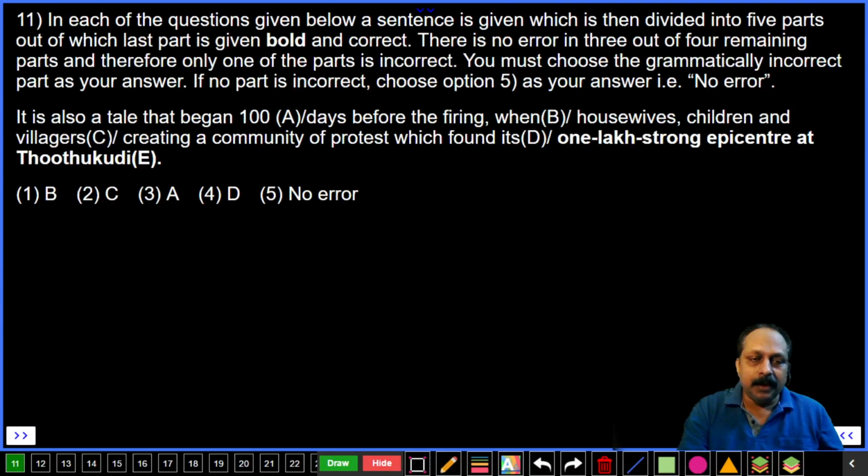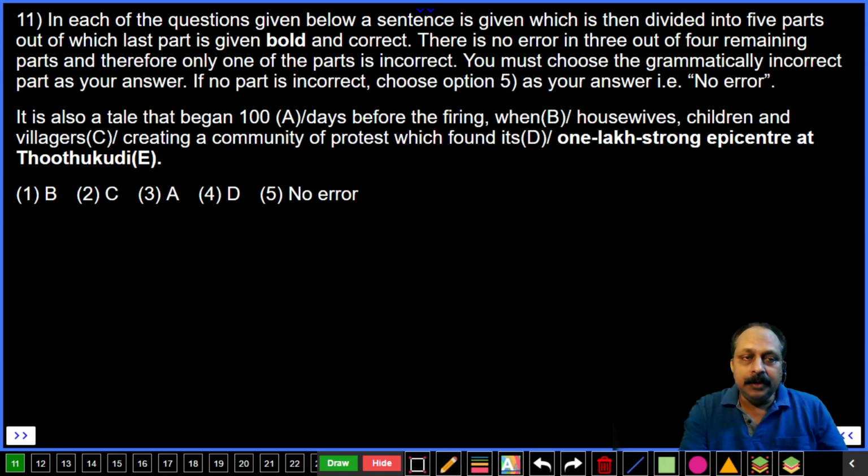The 10 questions about the passage. Now let us go to questions 11 to 15. I'll read the instructions. In each of the questions given below, a sentence is given which is then divided into 5 parts, out of which last part is given bold and correct. The last part is correct. There is no error in 3 out of 4 remaining parts, and therefore only one of the parts is incorrect. In simple terms, you see 5 parts and the last part is correct. Remaining 4 parts, 3 parts are correct, 1 part is not correct. Your job is to find out that particular part.